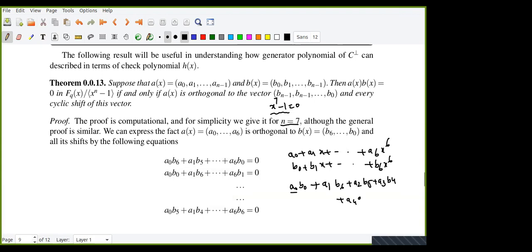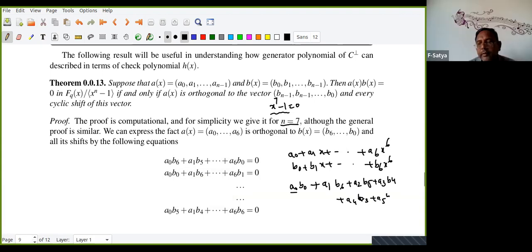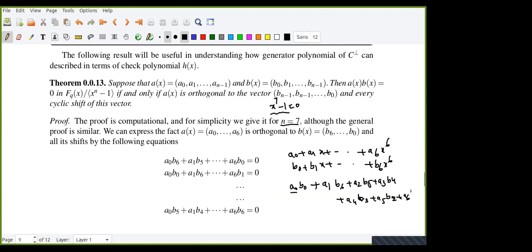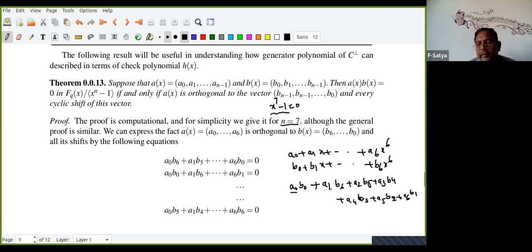A4 into B3. A5 into B2, A6 into B1. So look at these sums actually.